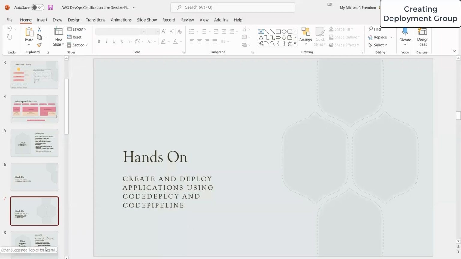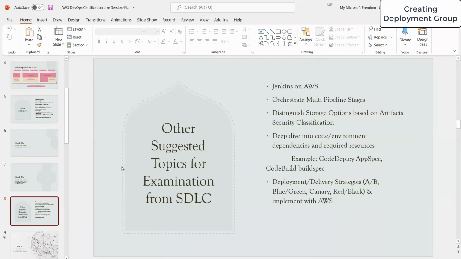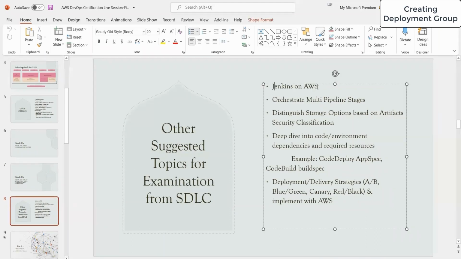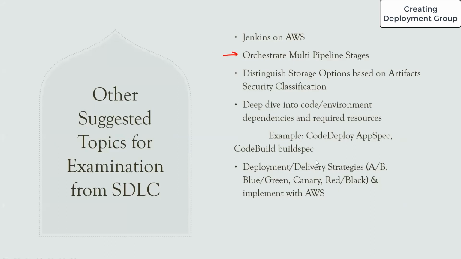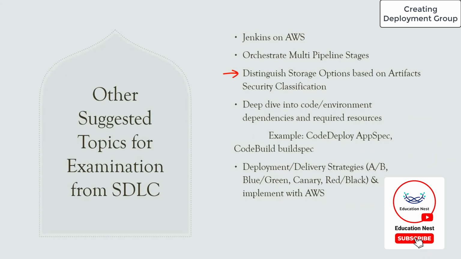Now, what are the other suggested materials that I would recommend for you? The other suggested materials for the topics of SDLC are: one, you can look into topics such as Jenkins on AWS. Two, learn how to orchestrate multi-pipeline stages. Currently it's a very simple pipeline which we have considered in our hands-on learning journey. So learn to orchestrate multi-pipeline stages and learn to distinguish storage options on the basis of artifact security classification.